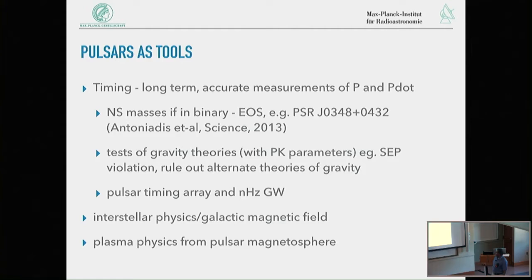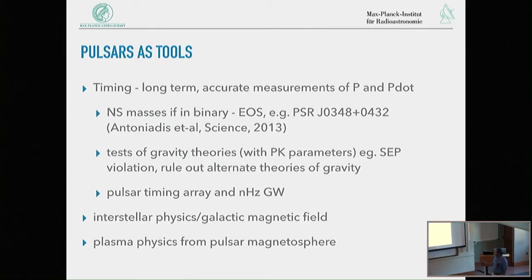Similarly, a pulsar timing array monitors an ensemble of pulsars distributed around the galaxy. You could try to detect the very slowly varying gravitational waves passing through the galaxy, which are of the order of nanohertz. That means you have to monitor for at least 10 plus years to detect these very slowly varying gravitational waves.